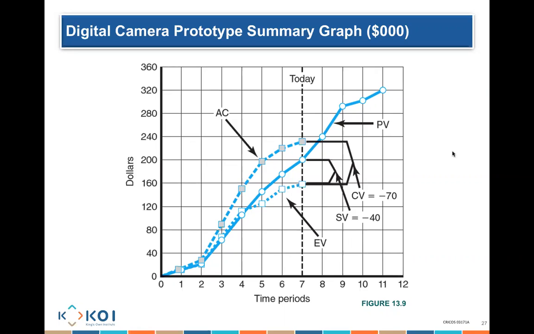In terms of schedule variance, I am $40,000 behind schedule. There's $40,000 of work that I should have done from a schedule perspective, but I have actually not done that work. So that's what we need to go through there.